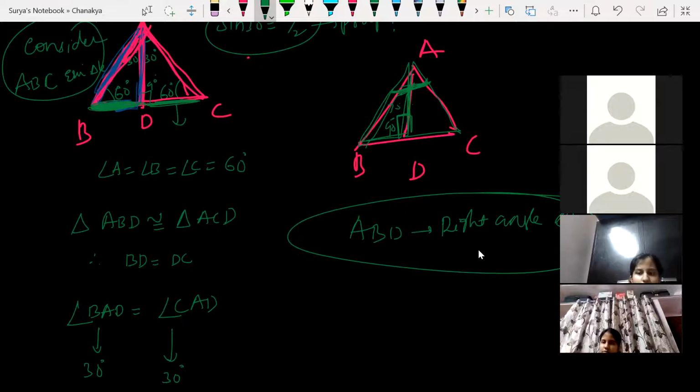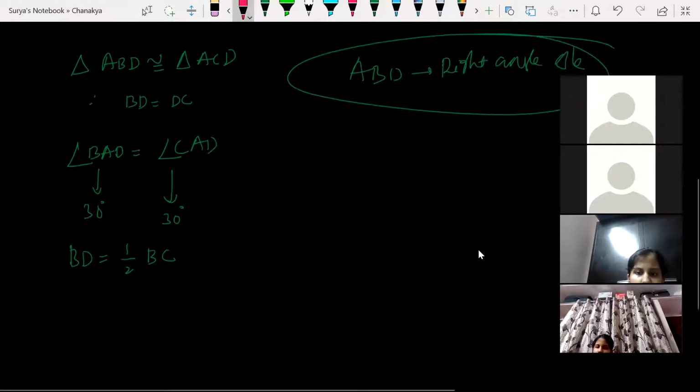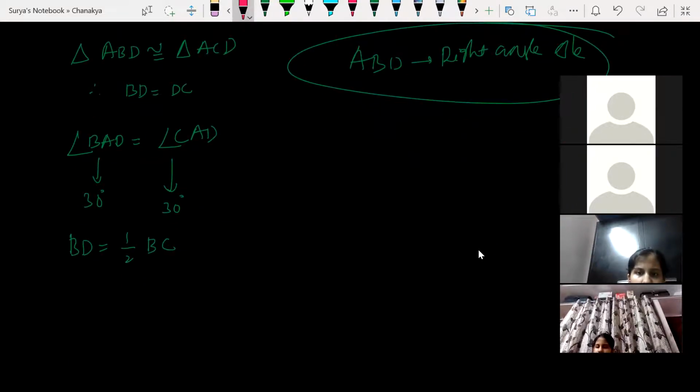BD is half of, look at this, this is my BC. Here I have D. What I'm saying is this is BD, half of BC. This is the total BC, and BD is half of that, half part of that. Yes or no? Yes, sir. Now can I write the result? BD is equal to half of BC. Okay, fantastic.